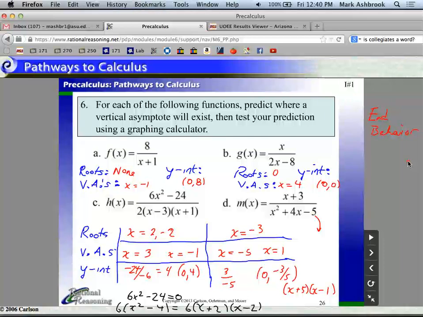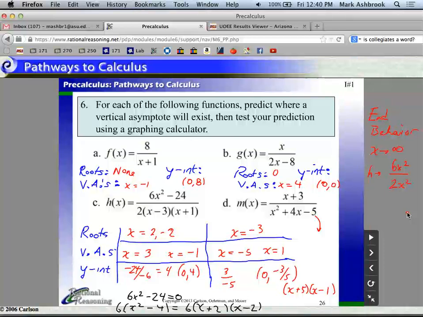As x gets really, really large, what's the numerator going to be like? What are we going to focus on as x gets large? The leading term of the numerator, right? And as x gets really, really large, what are we going to focus on in the denominator? The leading term. So as x gets really, really large, h is virtually going to be like the ratio of 6x squared to 2x squared. The ratio of the leading terms.